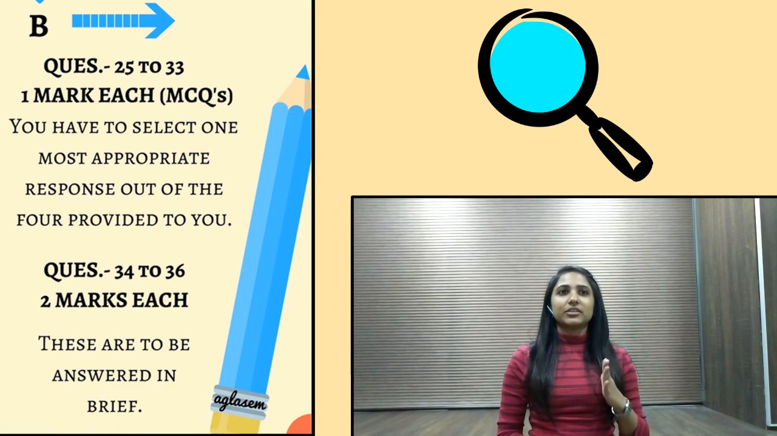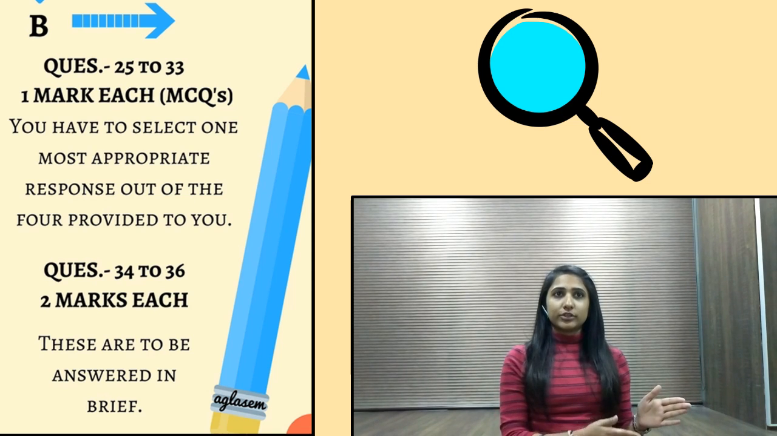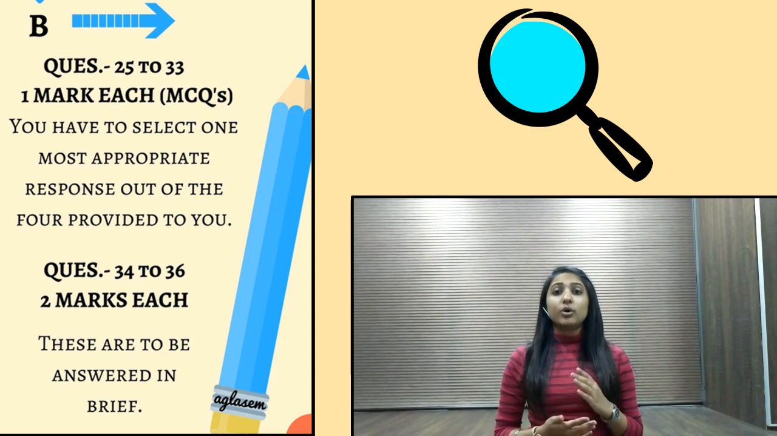Section B is from question number 25 to 36. From question number 25 to 33, they are MCQs and they are of 1 mark each. You have to select the most appropriate response out of the 4 provided to you. And question number 34 to 36 are of 2 marks each and these are to be answered in brief.